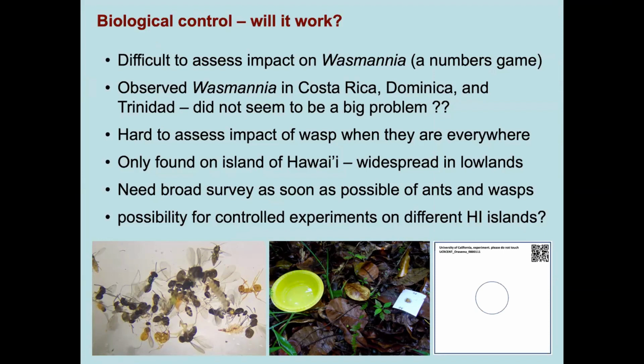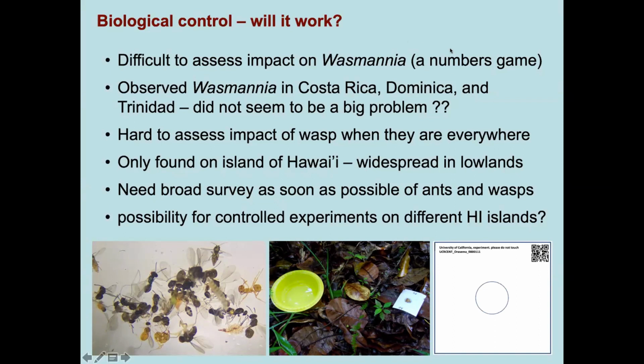It's difficult to assess the impact on Wasmannia because it's a numbers game. For one thing, I have not been in Hawaii and seen how bad it is. From some of the reports you tell me about how bad Wasmannia is, it sounds like it's really bad. Where I've been in Dominica and Costa Rica, I've never seen Wasmannia that bad. I have seen it really bad in the Galapagos. So it's sort of getting an idea of just what the numbers are.